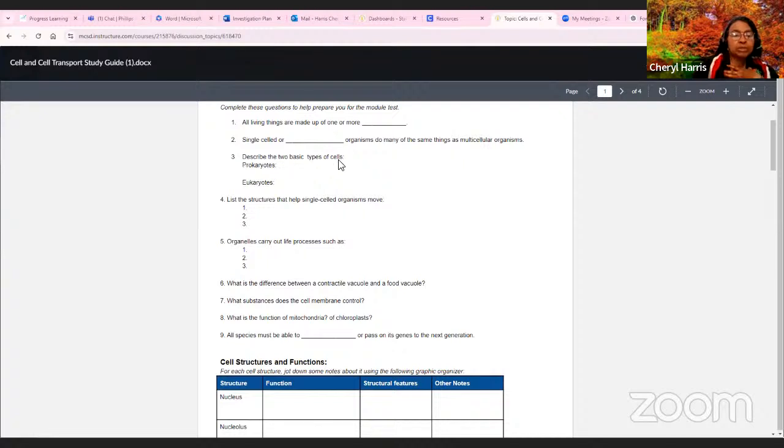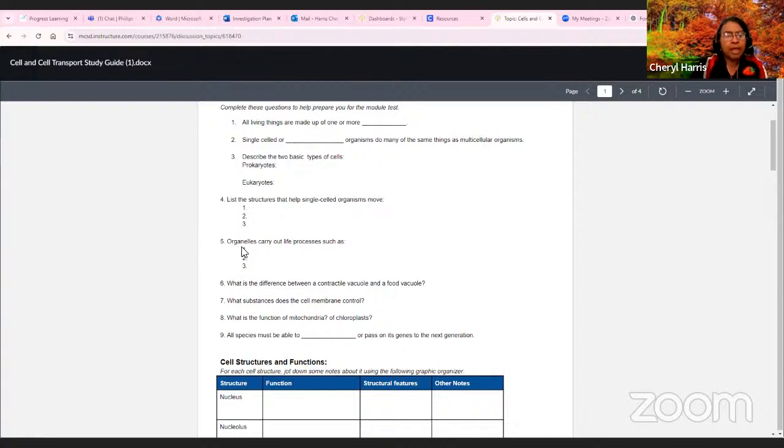Describe two basic cell types. These are the two basic cell types, so you need to define them. You need to know the difference between prokaryote and eukaryote. Then you need to list three structures that help a single-celled organism to move. Okay. And those are like appendages, things that are on the outside of the cell that allow it to move around. Single-celled organisms are frequently in a fluid environment. What helps them? Three structures that can help them to move.